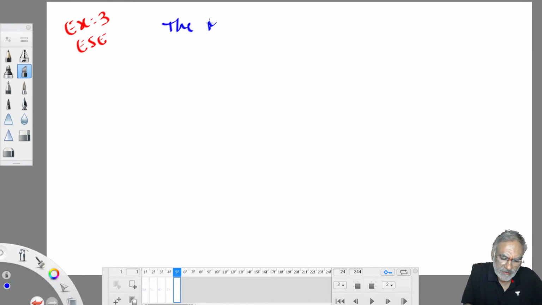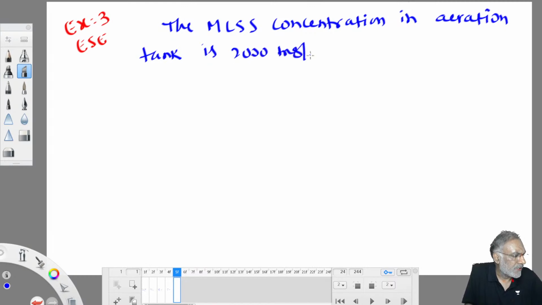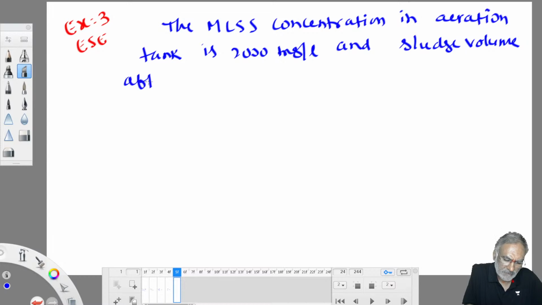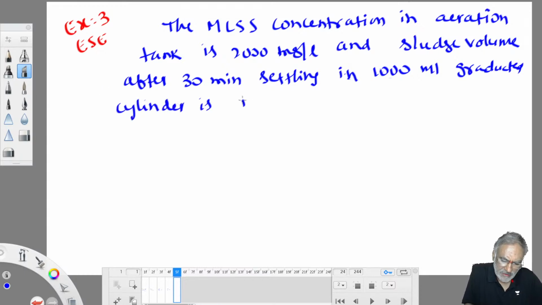The MLSS concentration in the aeration tank is 2000 milligram per liter, and the sludge volume after 30 minutes settling in a 1000 ml graduated cylinder is 176 ml.